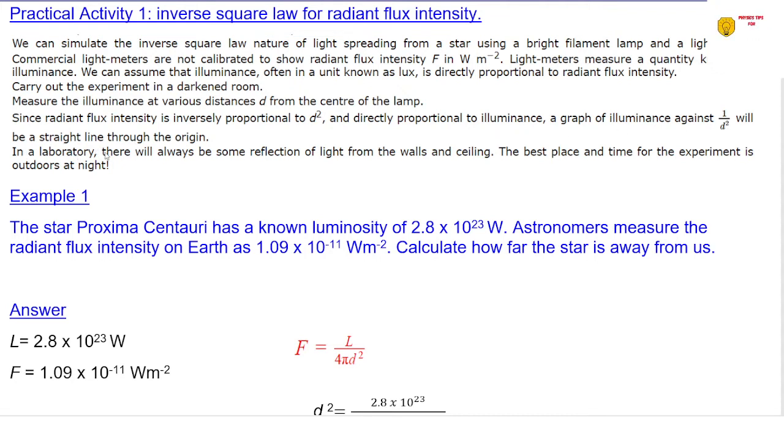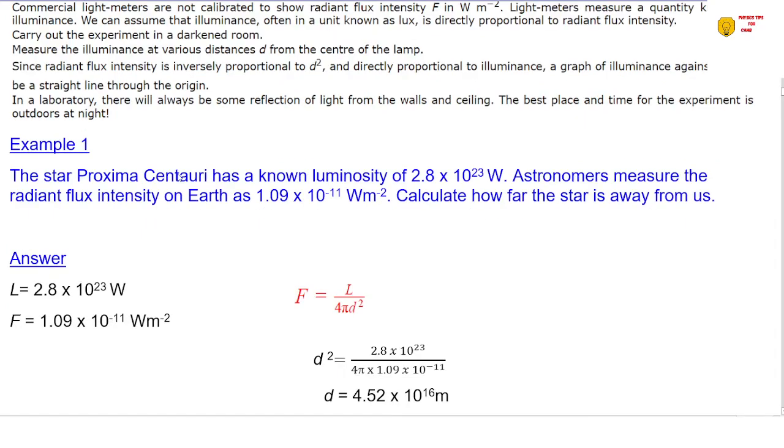In a laboratory, there will always be some reflection from the walls and ceiling. So the best place for this experiment would be outdoors at night. That way you come up with a good graph, that is a straight line graph which passes through the origin.